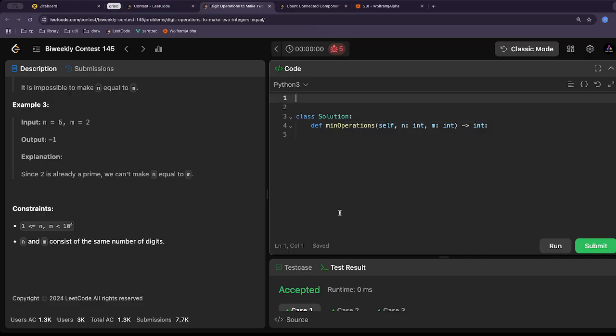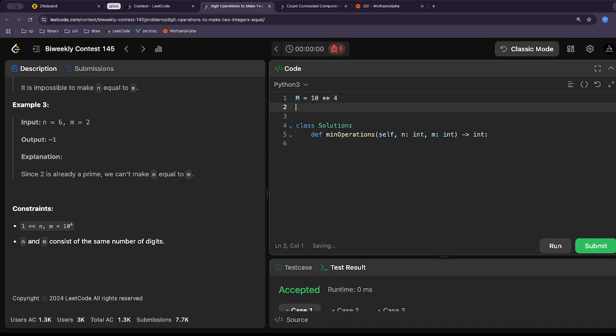So the numbers go up to 10 to the 4, right? We want to be able to ask for any number less than m, whether it is prime or not. So we're going to create a table. Remember how this works. For the sieve, if we put aside the class solution, it's only run once, right?